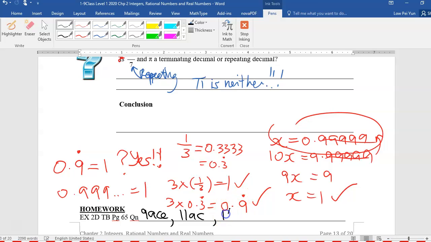Then 14. Okay, I'm giving you this for the HBL also. Everybody, let's keep working hard, okay? 15 ACE and 19 is not optional. This one must try. Must try because I already taught you this one. 19. Yeah, must try. Yes. Okay. I will end my lesson here.